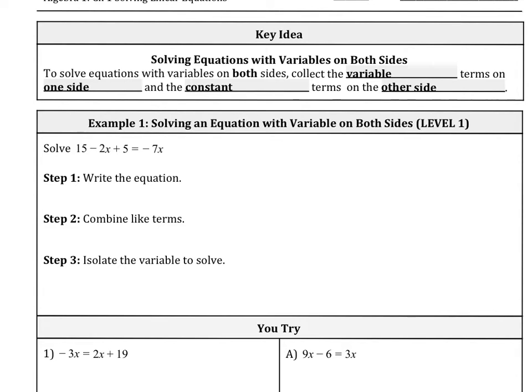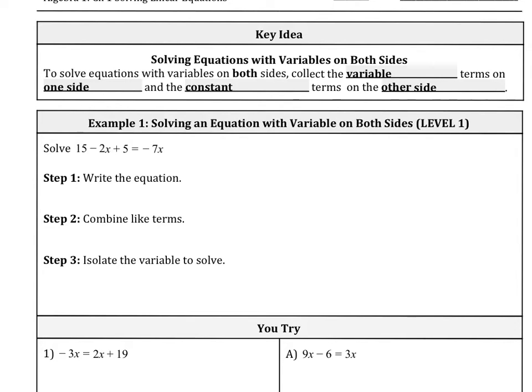1.3 Solving equations with variables on both sides. To solve an equation with variables on both sides, collect the variable terms on one side and the constant terms on the other side. So let's just do example number one, solving equations with variables on both sides, level 1.